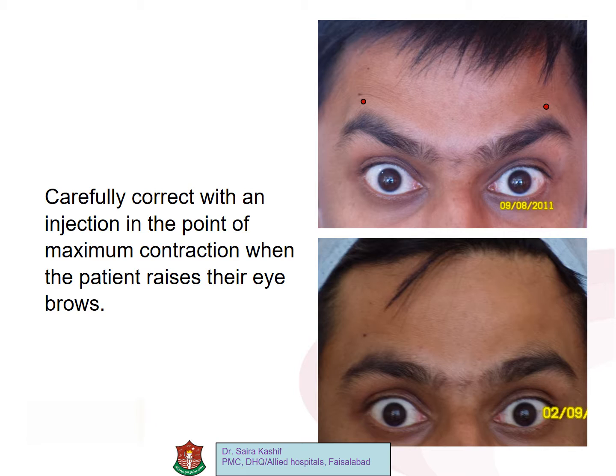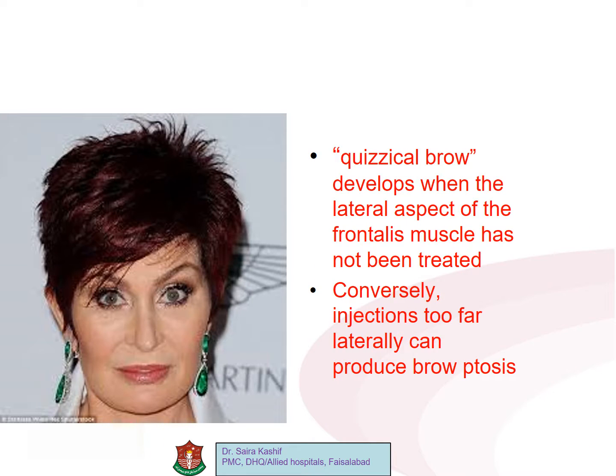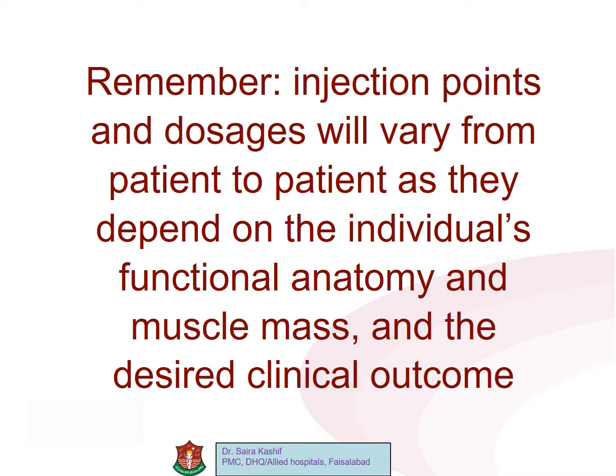Here, at the part of maximum contraction of the muscle in the lower area of the frontalis, this is the cuspical eyebrow, which develops when you don't treat the lateral aspect of the frontalis. But remember, if you go too lateral, what complication can arise from that? Brow ptosis. Remember, injection point and dose vary from patient to patient, as it depends on the individual's functional anatomy, muscle mass, and the desired clinical effect.